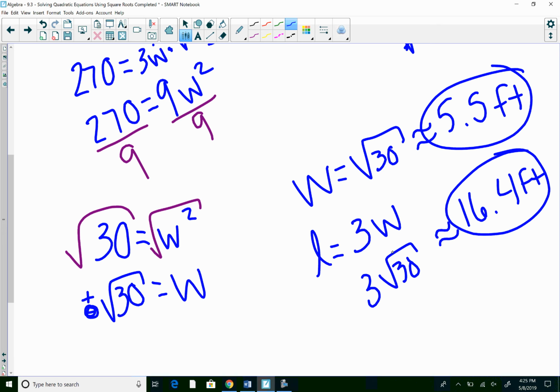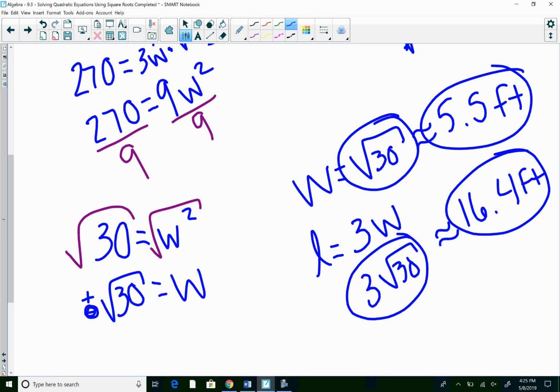So it just kind of depends on the context of the problem. Be prepared to answer it as a radical. And in this instance, there is not a perfect square that can come out of there, but maybe there's an instance where they would want you to take a perfect square out of there. Fortunately for us, that is not the case with this one.